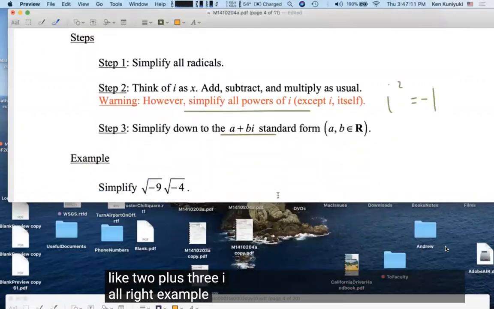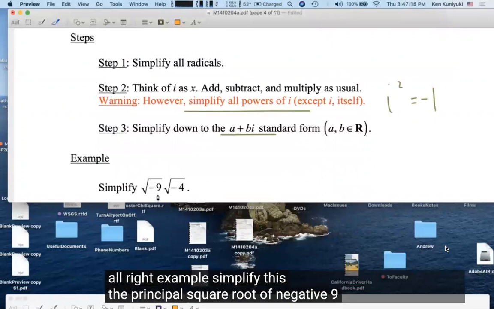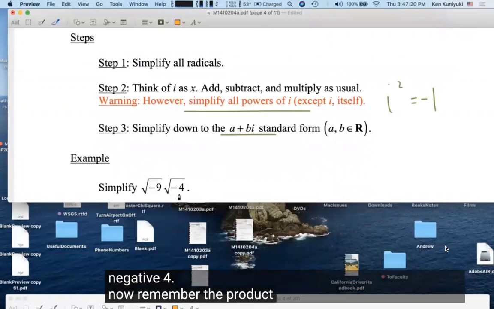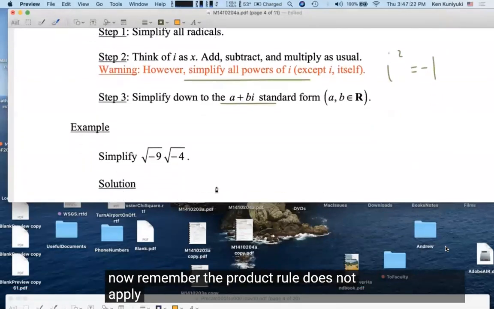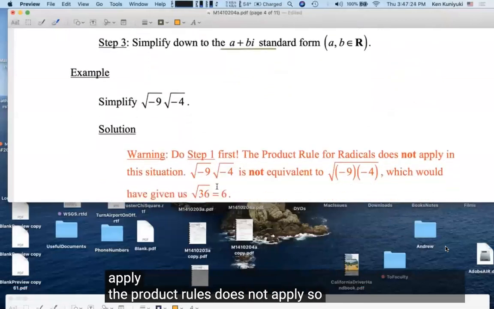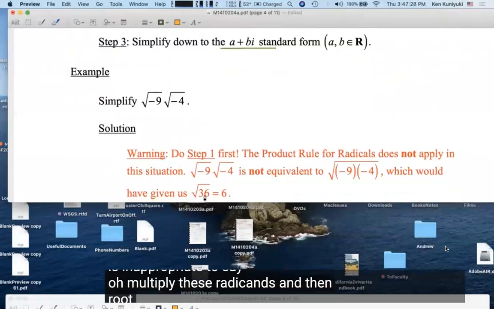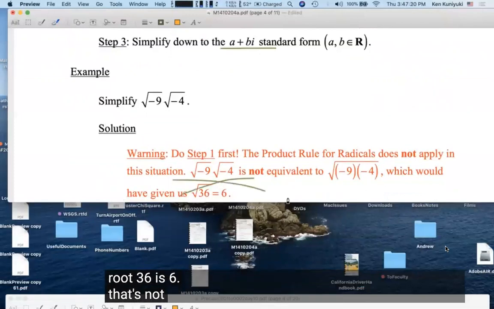All right. Example, simplify this. The principal square root of negative 9 times the principal square root of negative 4. Now remember, the product rule does not apply. So it is inappropriate to say, oh, multiply these radicands, and then root 36 is 6. That's not going to work here. You first have to simplify the radicals.